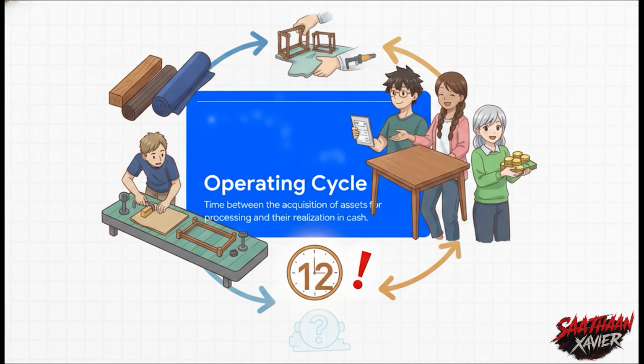Let's actually drill down into that O from our COTS acronym for a second. What exactly is an operating cycle? Well, it's defined perfectly as the time between acquiring assets for processing and realizing them back into cash. Think of a furniture maker buying raw wood, building a table, and eventually getting cash from a customer. That entire time frame, that is the cycle.